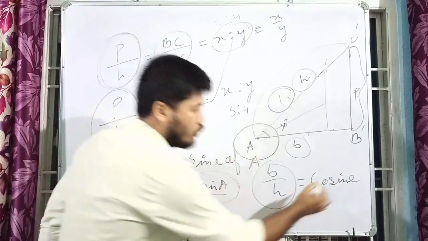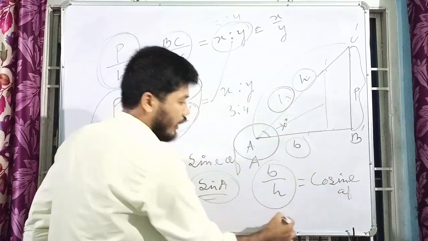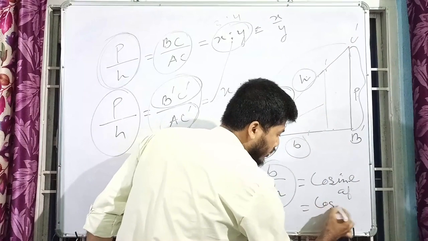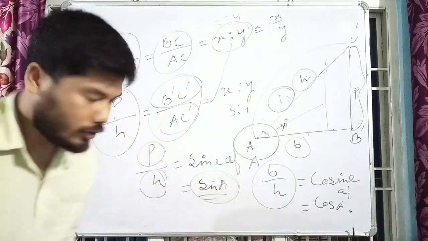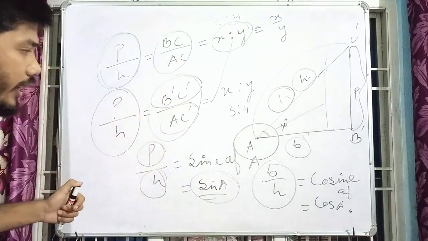of angle A, and it is written as cos A. This is written as cos A. Got it? So let me clean the board and write these things again.